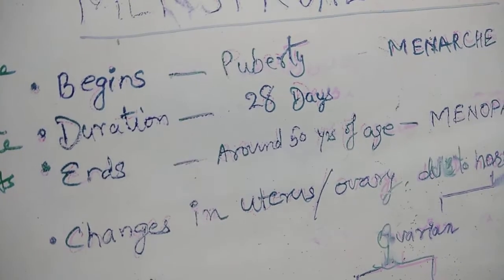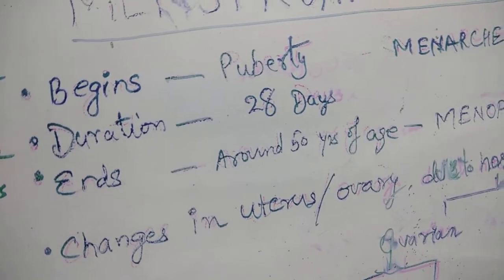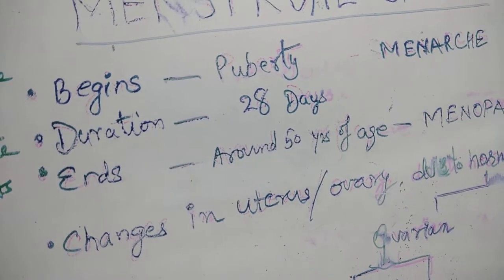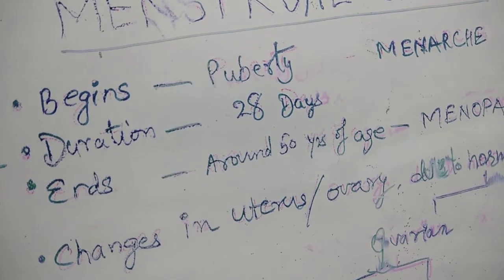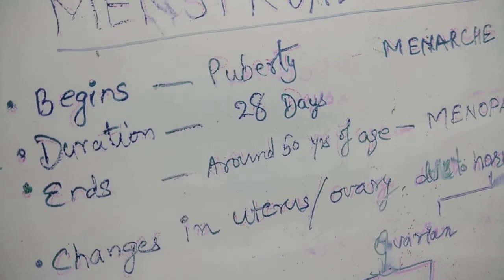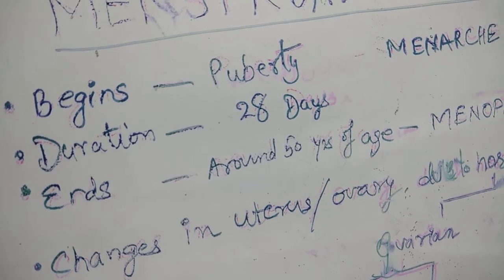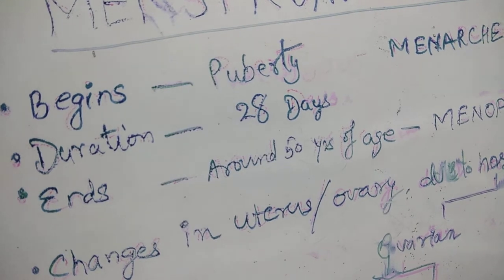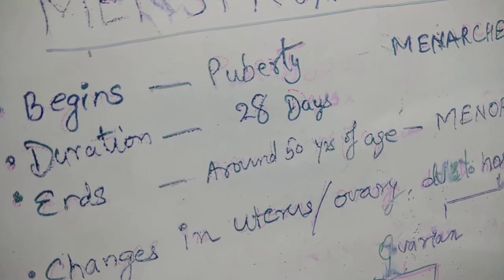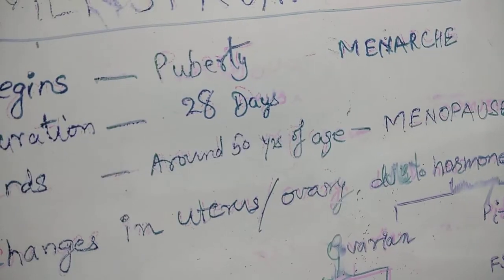Menstrual cycle begins at puberty and it is called menarche. Duration of each menstrual cycle is on average 28 days. When does it end? Around the age of 50, and that condition is called menopause.